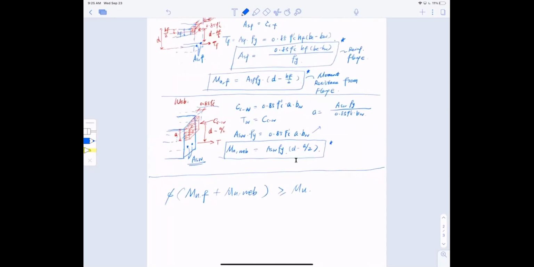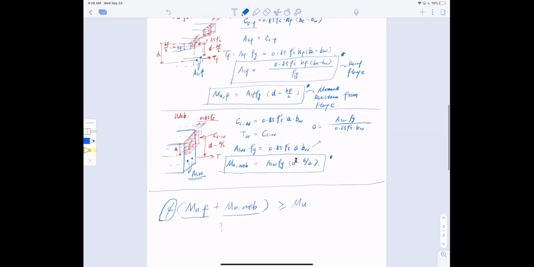Not too bad. So here, for the strength reduction factor phi, do you think it will be the same for both Mn flange and Mn web, or will they be different? In other words, is this writing correct? Should I have a common phi for both of them, or should I write them separately? I think it should be separate. Why? Because one of them, phi is based off depth to the steel. Yes. So it would be different for webs if there's no steel in it, right?